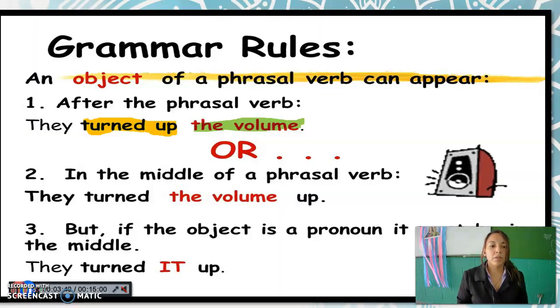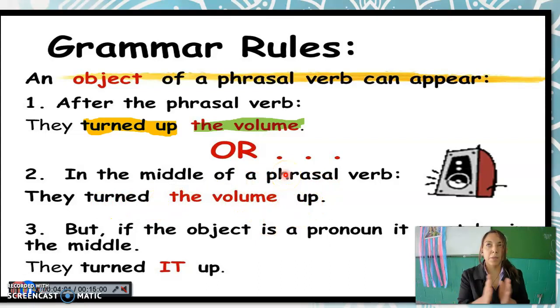To continue, we have the grammar rules. In the grammar rules, we have that an object with a phrasal verb can appear, number one, after the phrasal verb. For example, they turn up the volume. Okay, or in the middle of the phrasal verb: they turn the volume up.